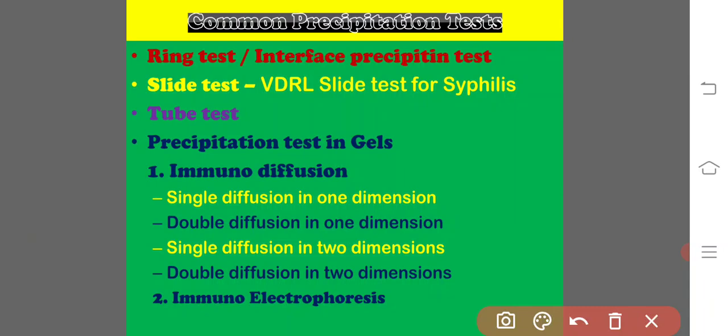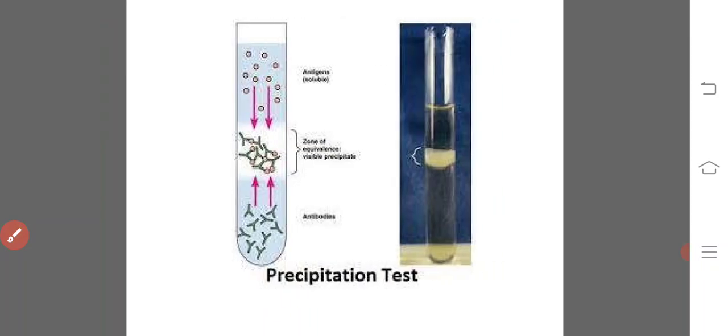And the common precipitation tests which are used: a ring test or interface precipitin test, slide test or VDRL test for syphilis, and tube tests. Apart from that, there are precipitation tests in gels, immunodiffusion: single diffusion in one dimension, double diffusion in one dimension, single diffusion in two dimensions, double diffusion in two dimensions, and finally immunoelectrophoresis. So here this is the precipitation ring test. It can be done by taking a small test tube containing antisera and placing a layer of antigen above. The antigen-antibody diffusion occurs inside the tube and forms a visible precipitate in the shape of a ring.